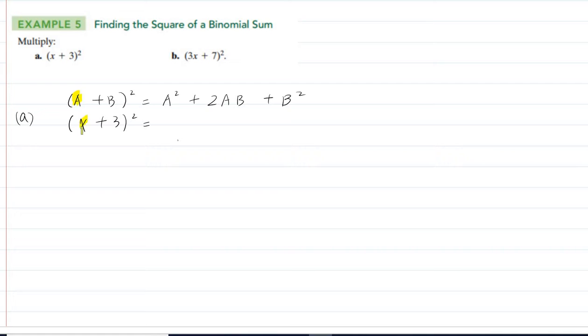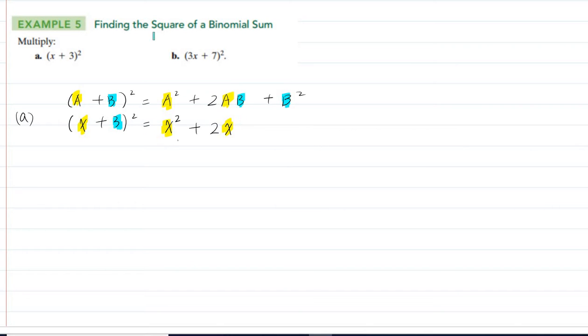So our a is just your x, right? So this is all involve our a. So a is our x right now. That will be x squared plus 2 times a. That will be 2 times x. And then we look at what is our b. So our b right here is just 3.